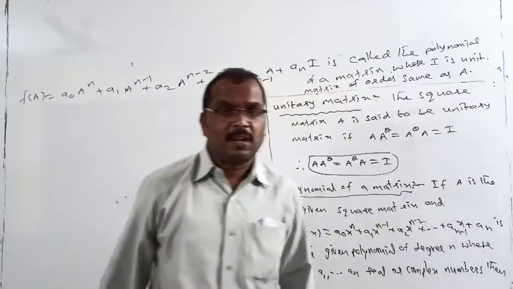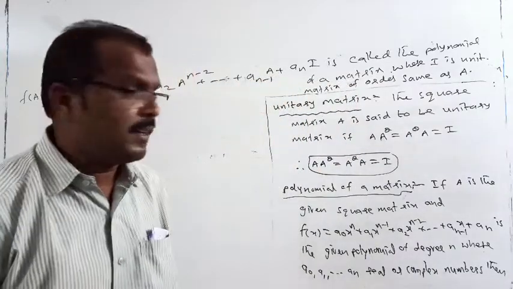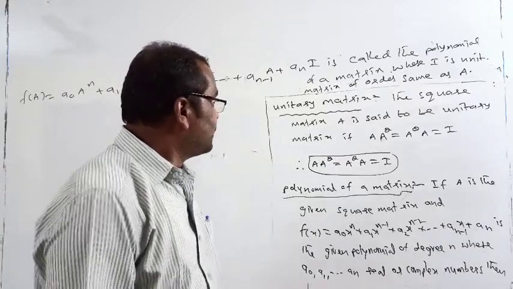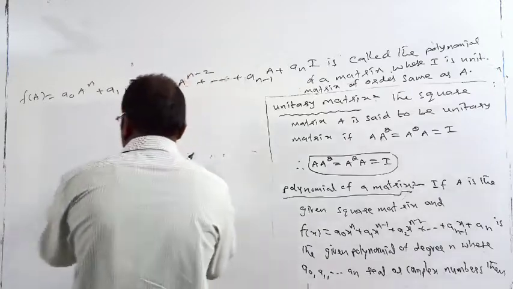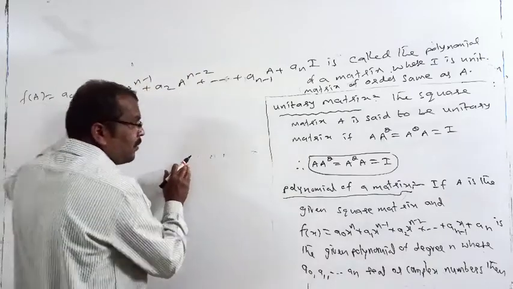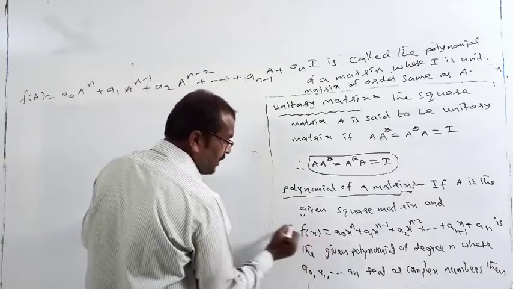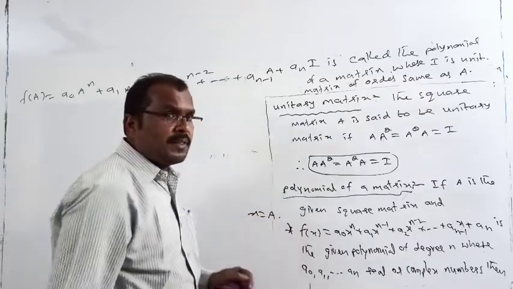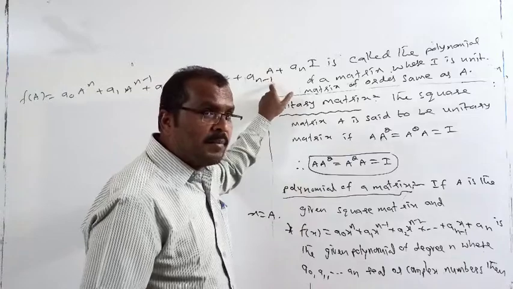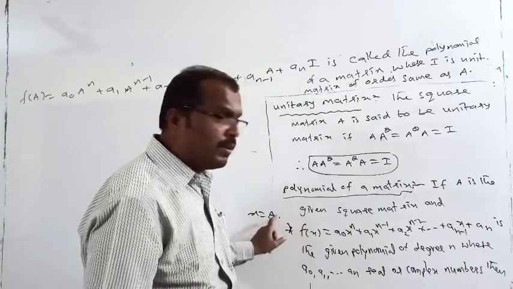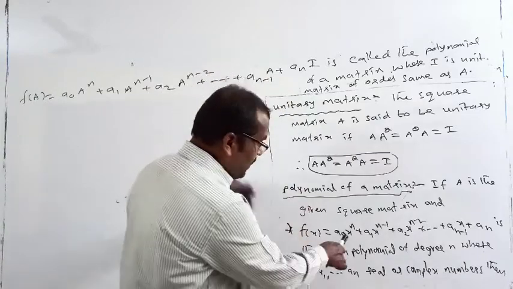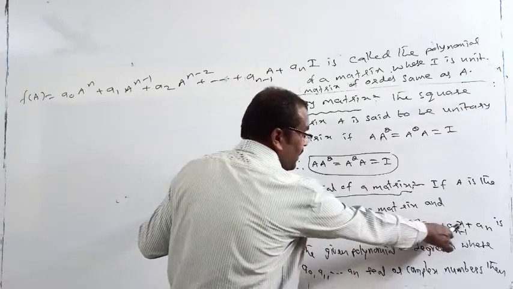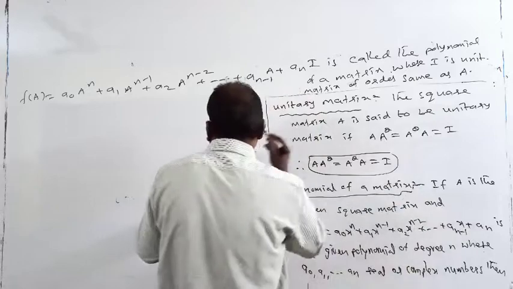Same as means order of I equal to order of A. Now see the example. This polynomial is created by substituting x is equal to a. X power n means a power n, a power n minus 1, a power n minus 2, like that. But here we have some variation.